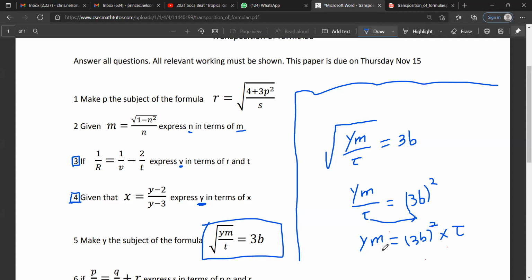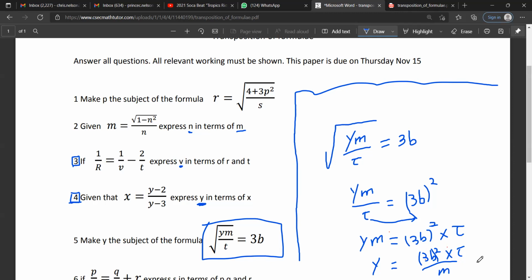And then we take over the m now. The m is multiplying on this side. We take it and we need to go over and divide. So it will be upon m. It will be 3b squared. Remember the squaring of both of them. So you need to put in a bracket. Times t all upon m. Okay?